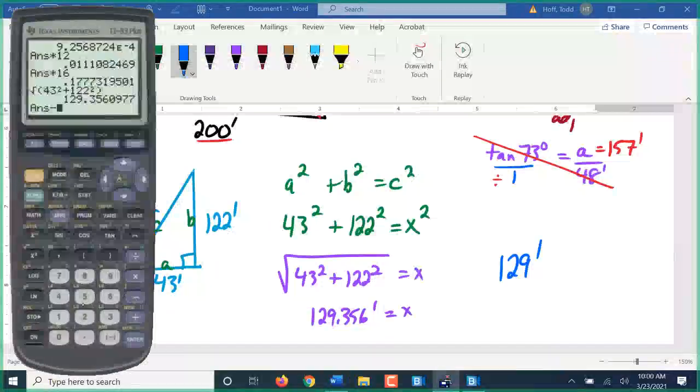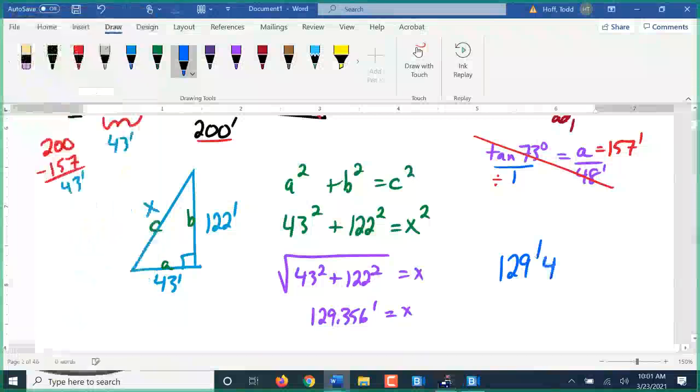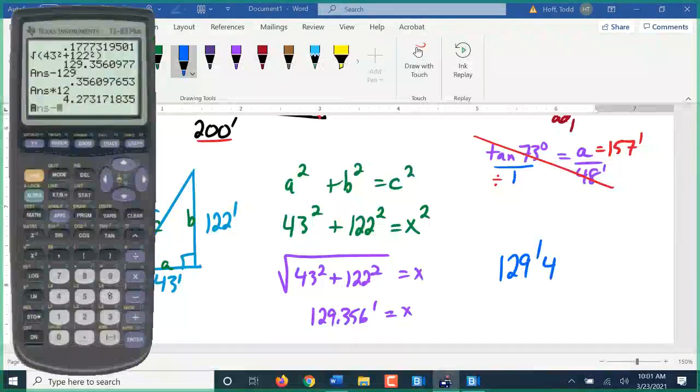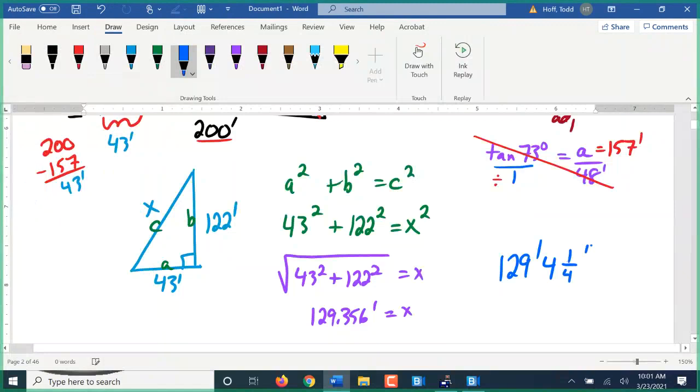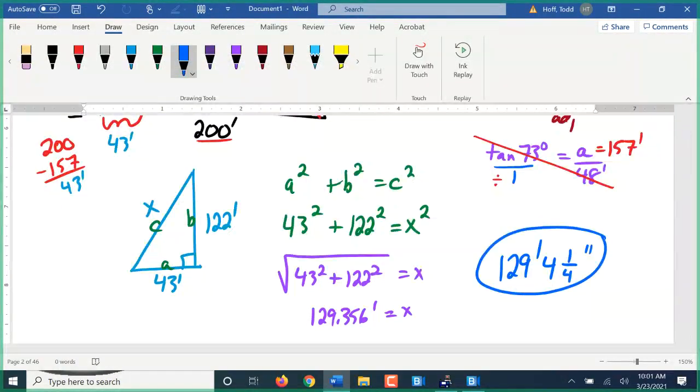We'll subtract off the 129. Multiply by 12 to get inches. That'll be 4 inches. Subtract off that 4. Then multiply by 16. You get 4/16 or 1/4 of an inch. So 129 feet, 4 1/4 inches is what that comes out to be.